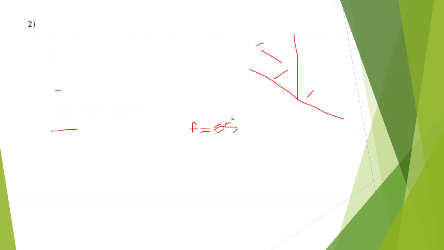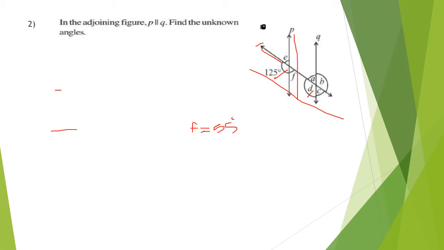The second problem: in the adjoining figure, P is parallel to Q, find the unknown angles. Here P and Q are the two parallel lines and one transversal is drawn, and there are some angles A, B, C, D and another one 125 degree, E, F. So now we want to find the unknown angles. Some variables are given, and you want to find the value of those variables.